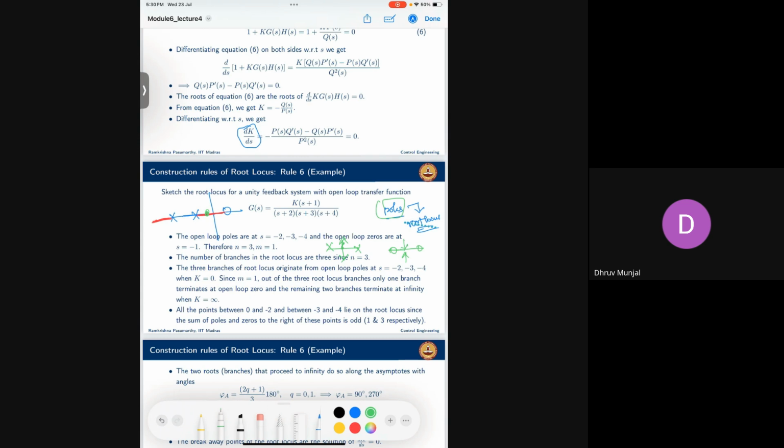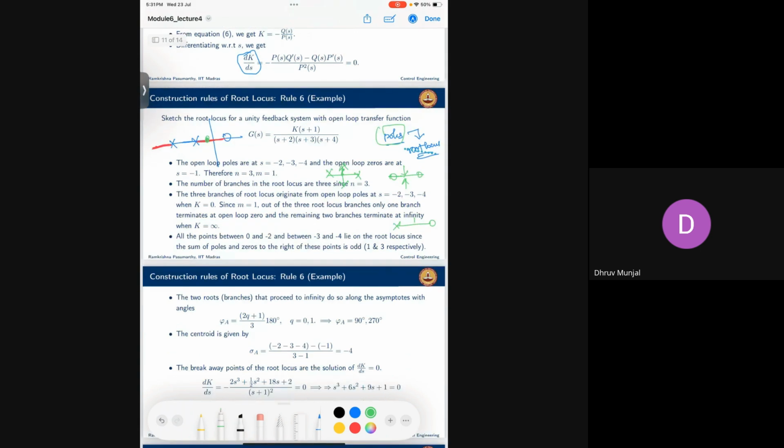So it has that tendency. Its nature is like that. If it happens between a pole and a zero, it might be a break-in or it might be a breakaway point. We cannot comment on it right now. Based on the system's nature, how many poles and zeros there are, where it is going to travel, and based on the angle of departure and asymptotic angle, we will decide whether it is a breakaway or break-in point. Is there any doubt till this rule 6?